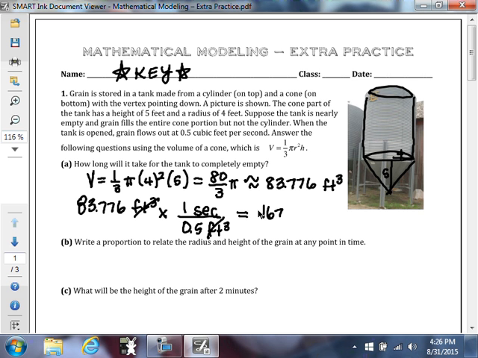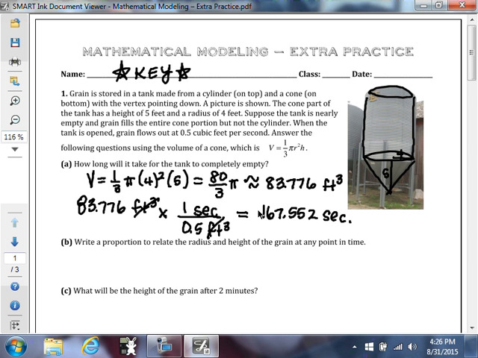So we get 167.552 seconds. Okay, or you could think about it logically, and you could say, well, 1 full cubic foot is flowing out at a rate of 2 seconds, right? So for every 2 seconds, 1 full cubic foot is gone, so you just multiply your answer by 2.